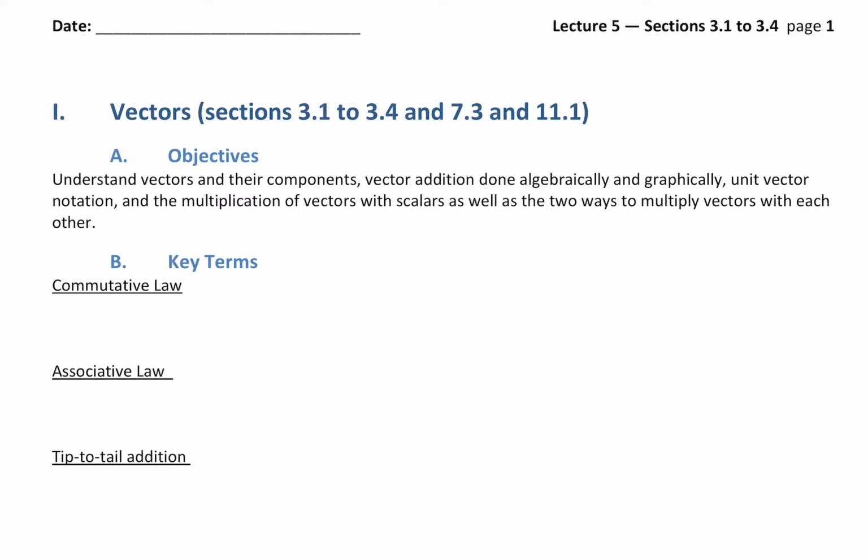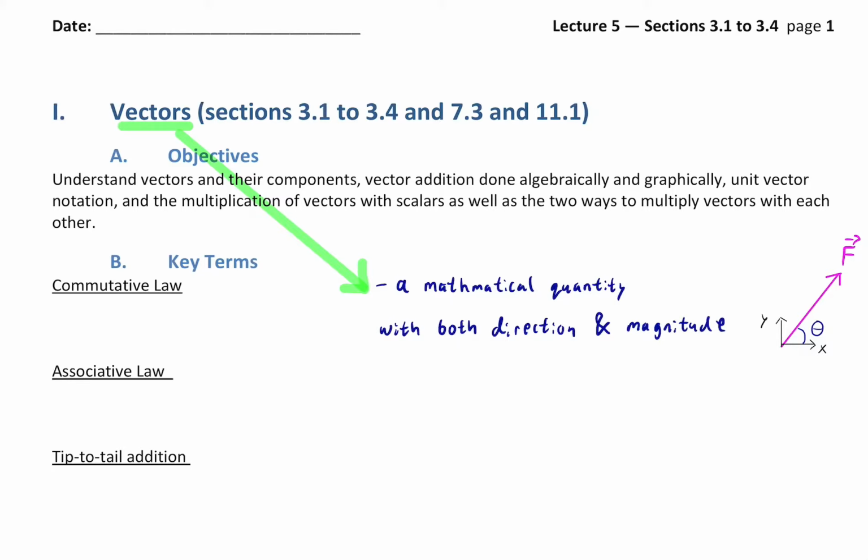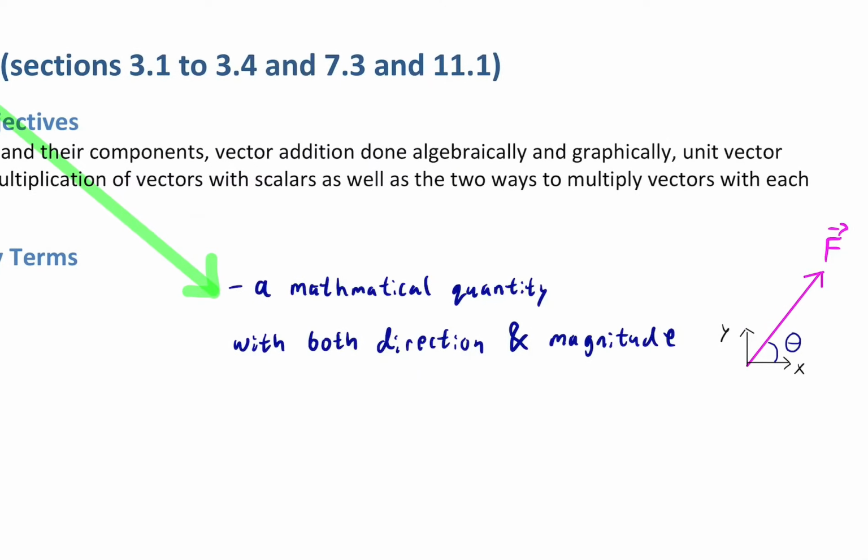So let's get right into some key terms. Our first key term, I actually don't have a space for, so let's define it. What is a vector? Well, a vector is a mathematical quantity with both direction and magnitude. It is usually represented by an arrow, like this F vector here. And we can see that that arrow has the criteria that define a vector. It has some length, that would be its magnitude, and it has a direction.